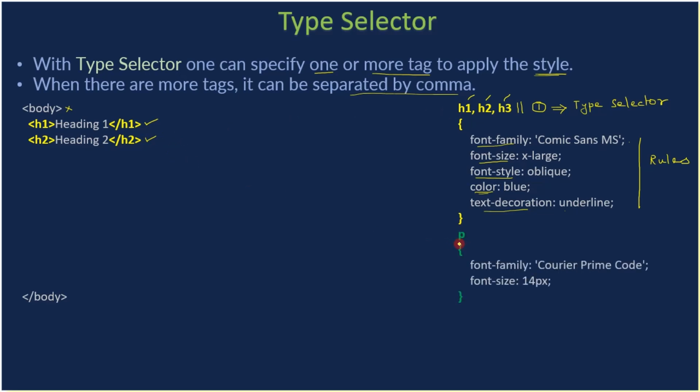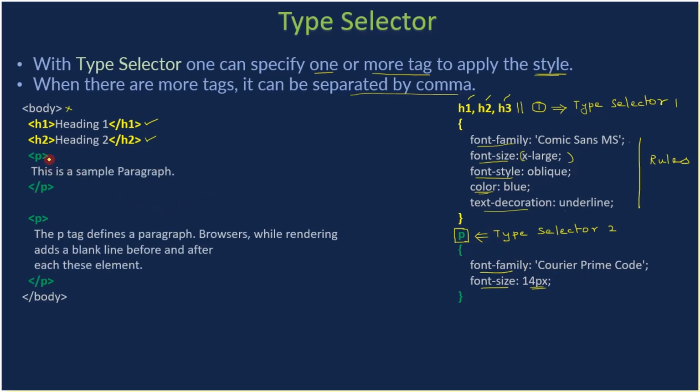Next we define one more type selector. This time the type is paragraph. So here if you see, we specify the element name. So this is also a type selector. This is type selector 1, and this is the second type selector, and the rules are font family Courier Prime code, and font size, this time we are specifying it in pixels. Previously, font size used the predefined size, and here we specify the size in terms of pixels. So 14 pixels, that's the size we are specifying for this paragraph.